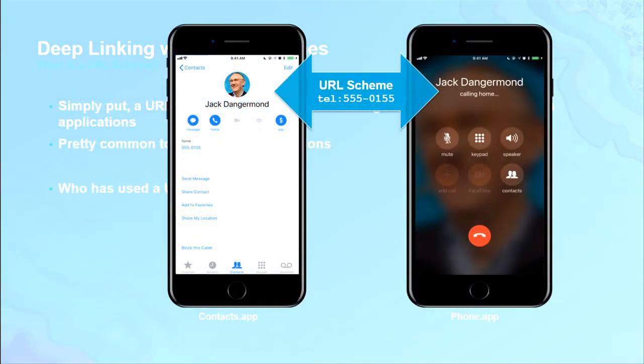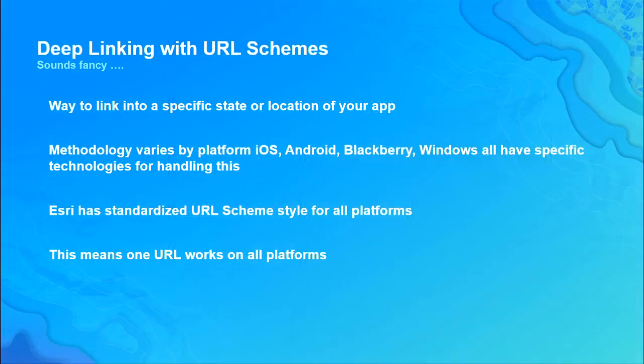The example given here is your contacts app on your phone. You can tap on the contact, give them a call, which will open up the dialer app, and it will dial the person that you were just looking at. That is essentially a URL scheme, being able to pass information from one app to the other. So we enable that here at Esri. We allow you to do things between apps. A lot of times, the methodology will vary by platform, whether it's iOS or Android, etc. There might be different ways to do it natively, like between the contacts and dialer apps. Luckily, we've standardized our URL scheme for all platforms, so it works across all platforms with all of our apps.